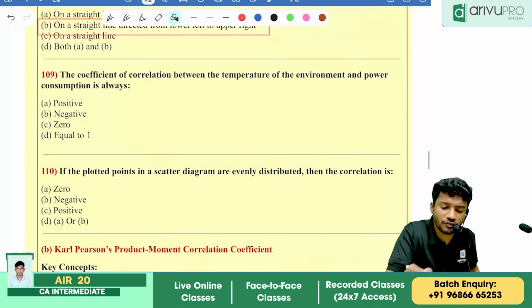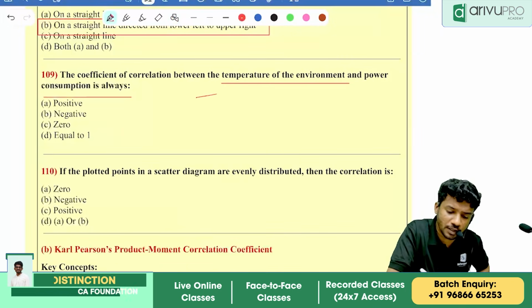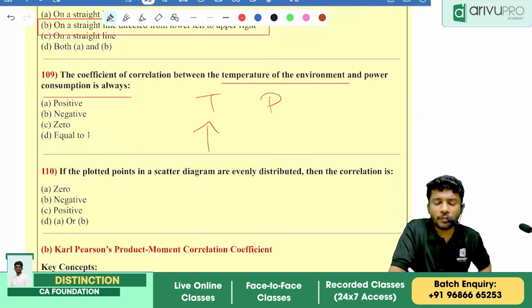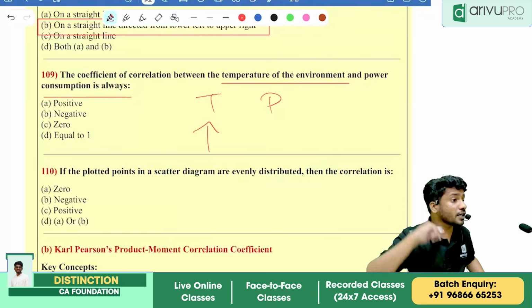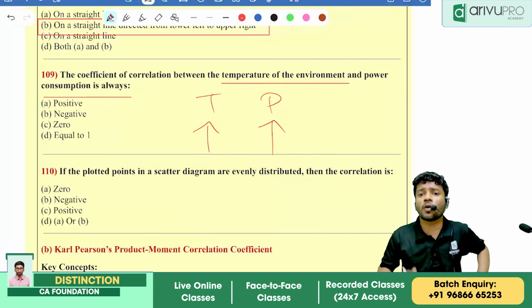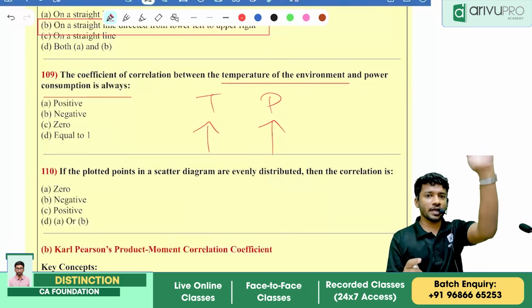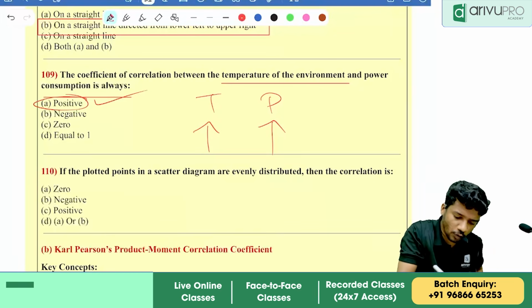The coefficient of correlation between temperature of an environment and power consumption. People, when temperature increases, will power consumption decrease or increase? Now itself we'll start turning on AC and all, right? Fan will be turned on. That means power consumption also increases. One variable increases, the other variable increases. What type of correlation? Positive correlation.